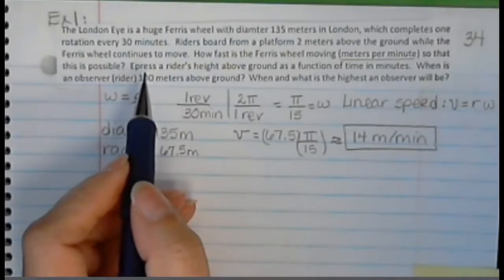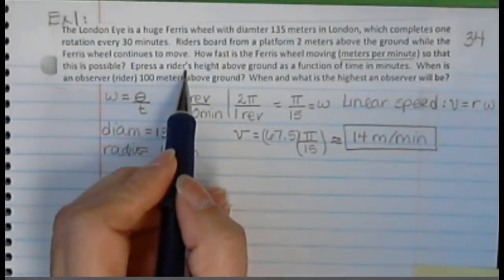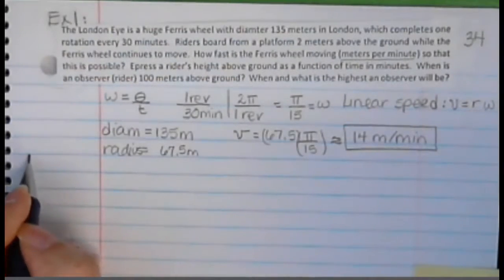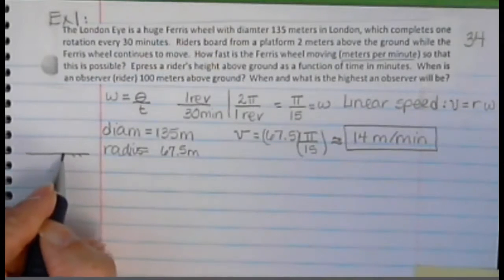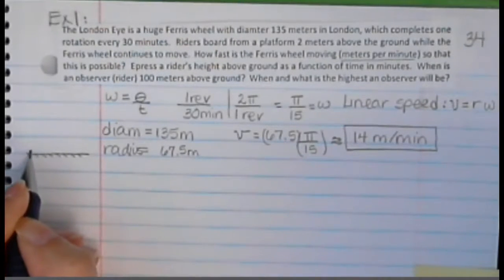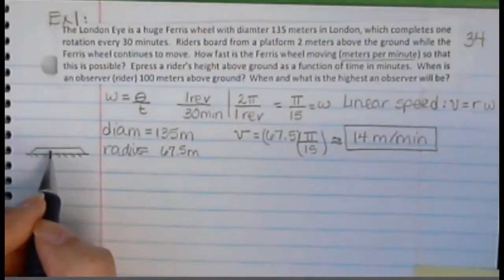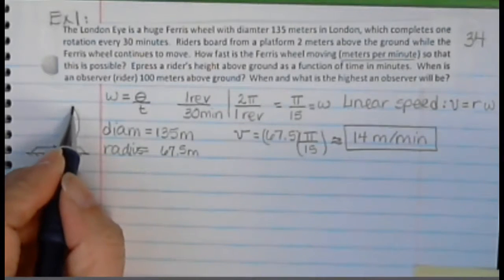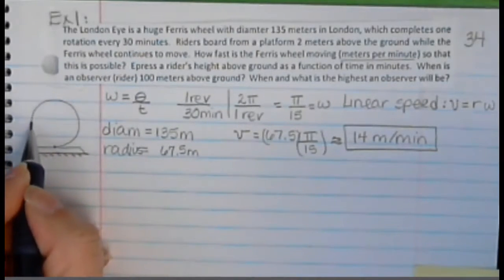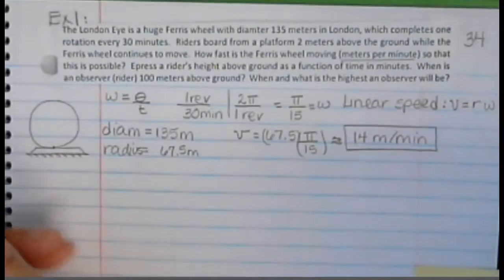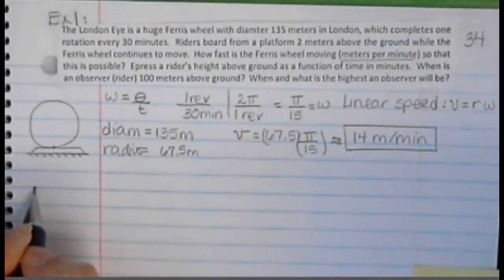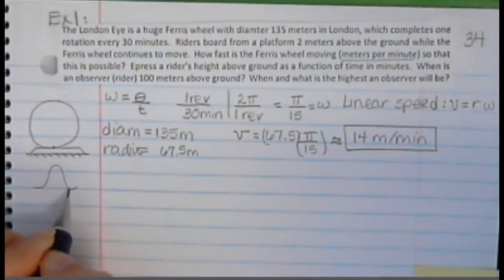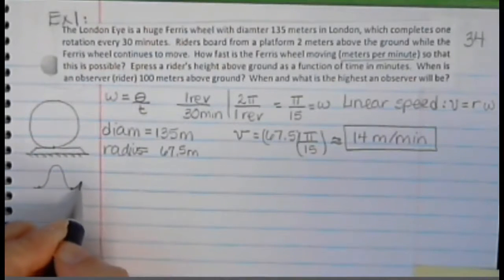The next question asks, express the rider's height above the ground as a function of time. So let's draw what it's looking like. What we do know is that from the ground, you have to go up a couple of meters. So there's a little platform. You get on the Ferris wheel, and then you're going to go around the Ferris wheel in a big circle till you get to the highest peak, and then come right back down till you're 2 meters. So it looks like we start here, and then we go up to our peak, and then we come back down. And notice, if you stay on there, you would continue to go back up.